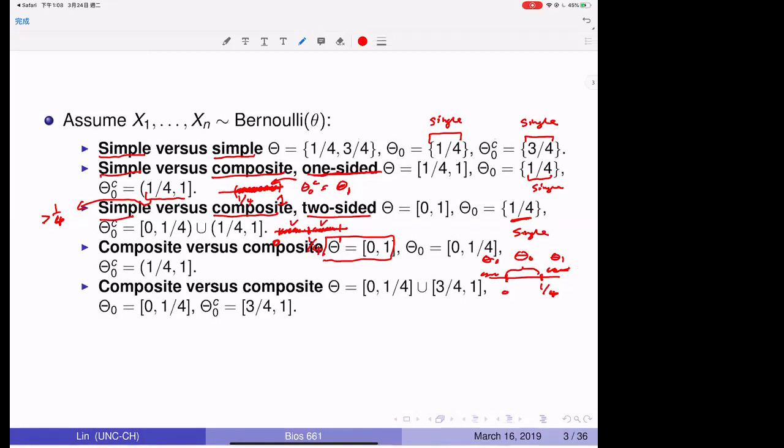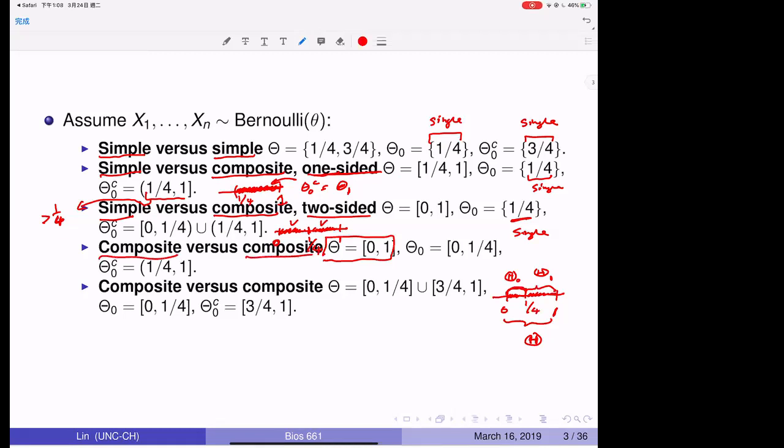I apologize, so let me make it clear. Suppose it should be this. From 0 to 1 is the whole thing, the whole space. And then you have that from 0 to 1/4 right here. This guy right here belongs to the null space. This guy right here belongs to the alternative space. Then of course there are many points in the null hypothesis. There are a lot of points in the alternative hypothesis. That means composite versus composite.